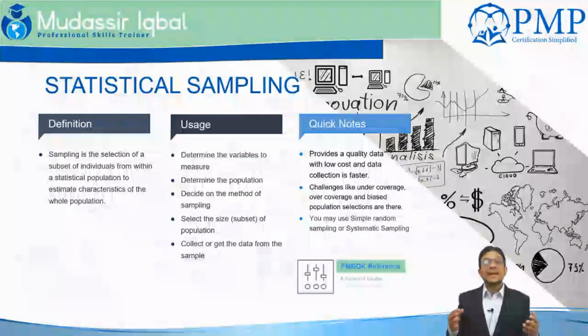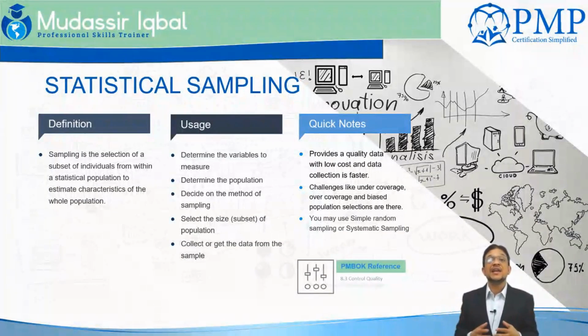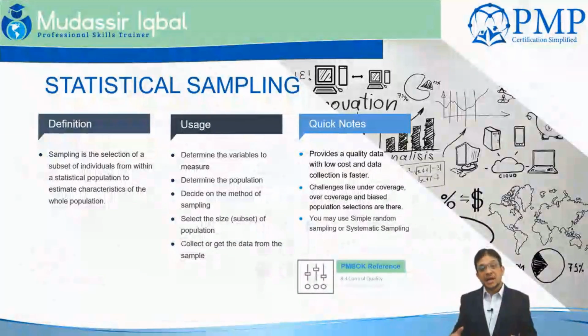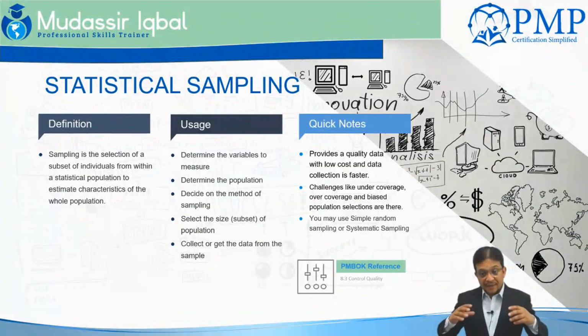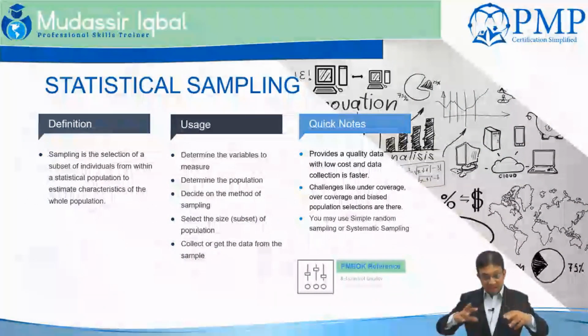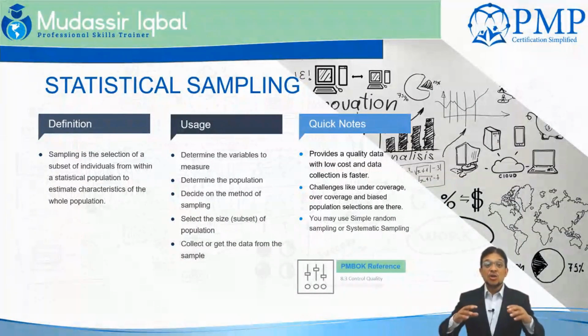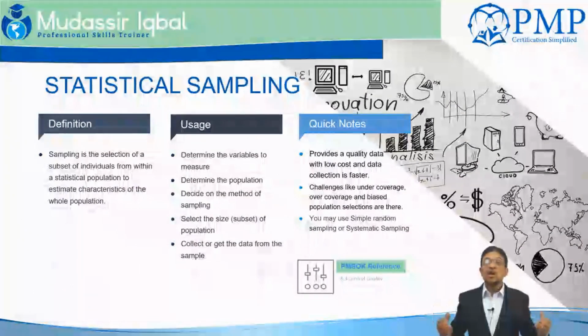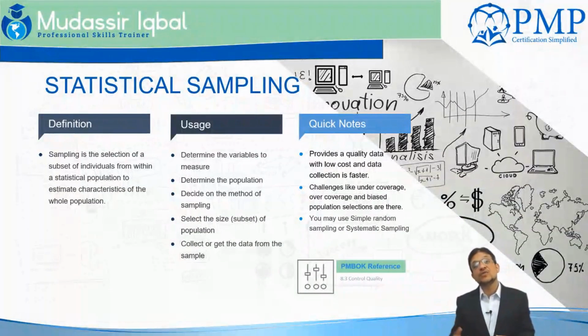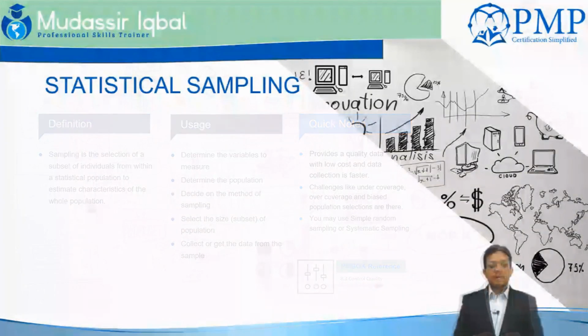So your sampling has to be very good. It's a challenge to have a good sample, because whatever the results you get from that sample, you will assume it for the whole group. So if your sampling does not have enough or good coverage, your results will be biased, or at least you will have wrong results in terms of the final data representation.